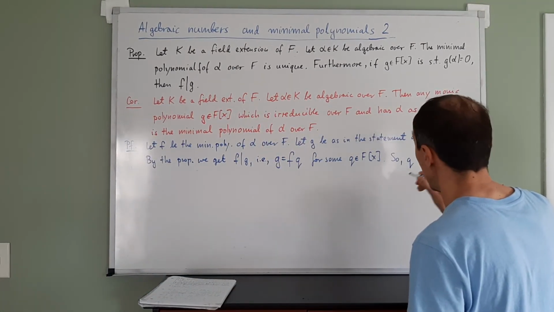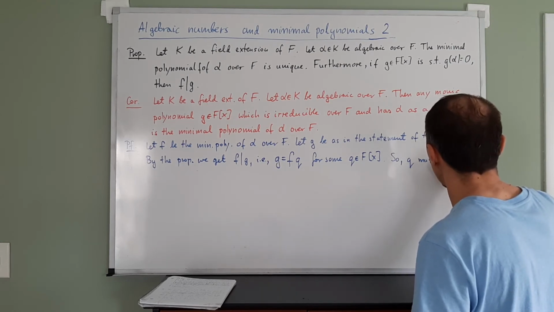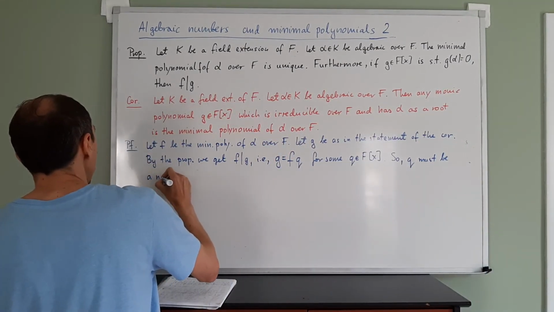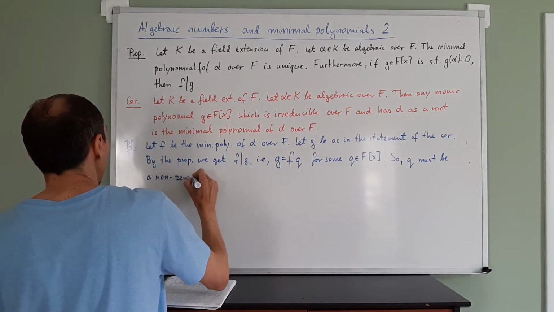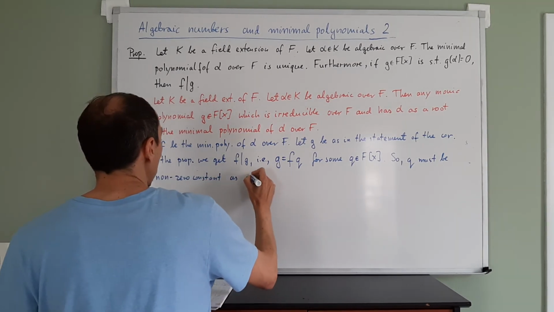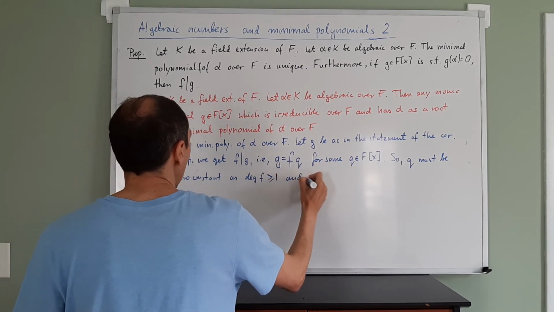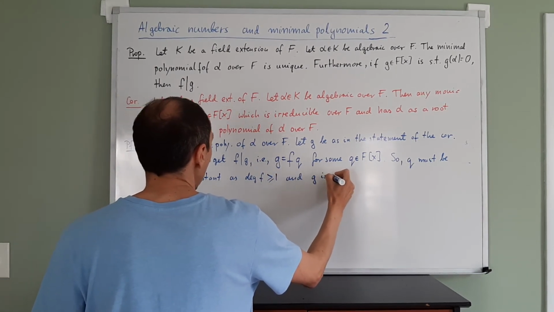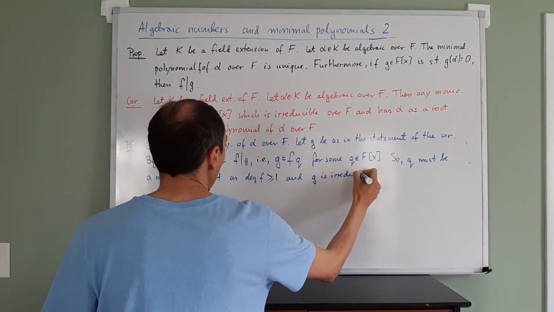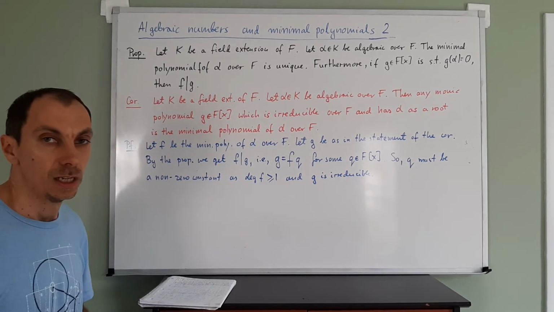So q must be a non-zero constant. These are the units in the ring of polynomials, as the degree of f is at least 1 and g is irreducible. So q is a constant.